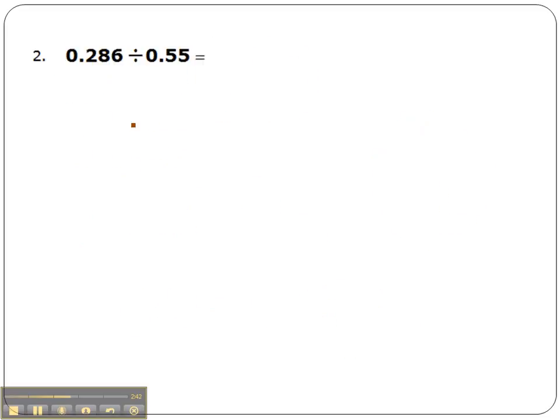Number 2, we have 286 thousandths divided by 55 hundredths. So 0.286 divided by 0.55. We know the rule for dividing by decimals is we don't divide by decimals. We make that decimal a whole number by moving it 2 places to the right in this case. You want your divisor to be a whole number, and then you do the same thing to your dividend that you did to your divisor. If I move the decimal 2 places to the right, I have to move this decimal 2 places to the right. Then I line it up in my answer, and then I just divide.